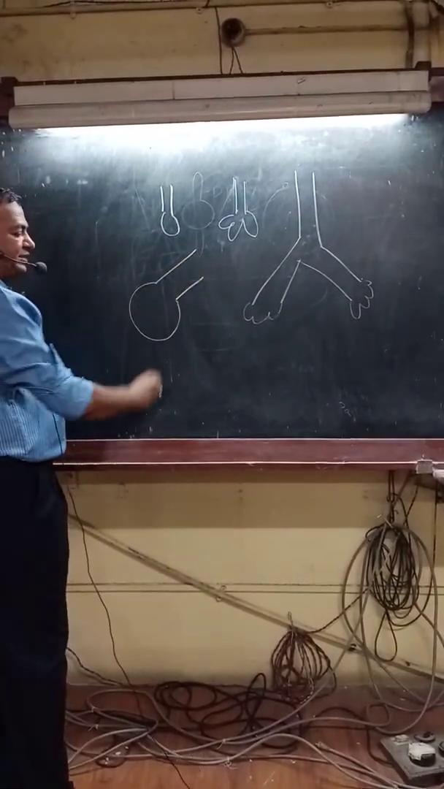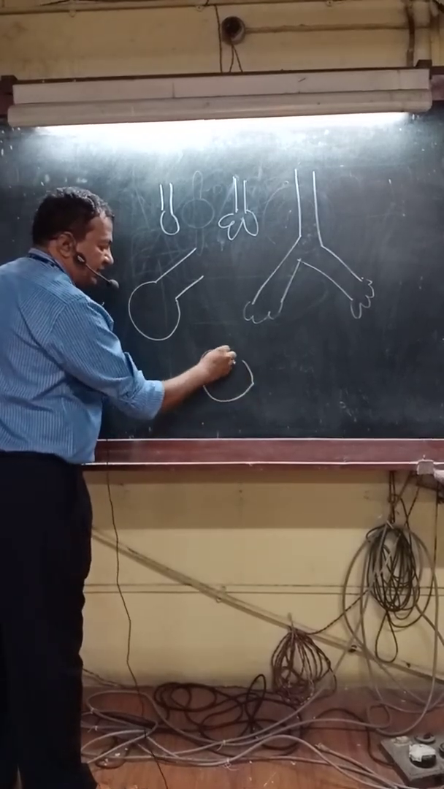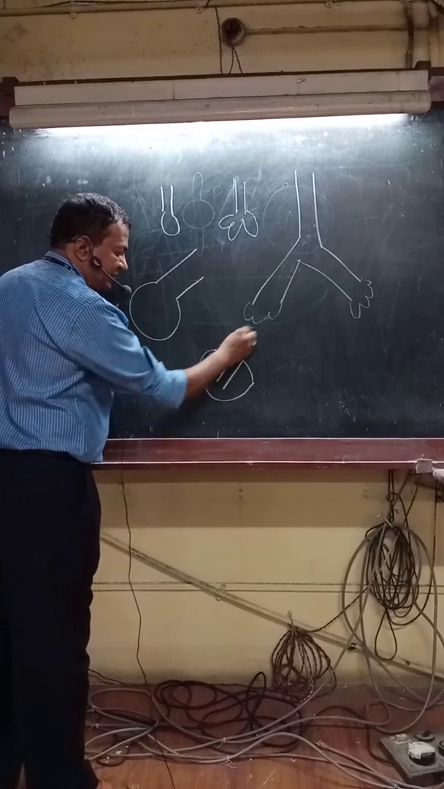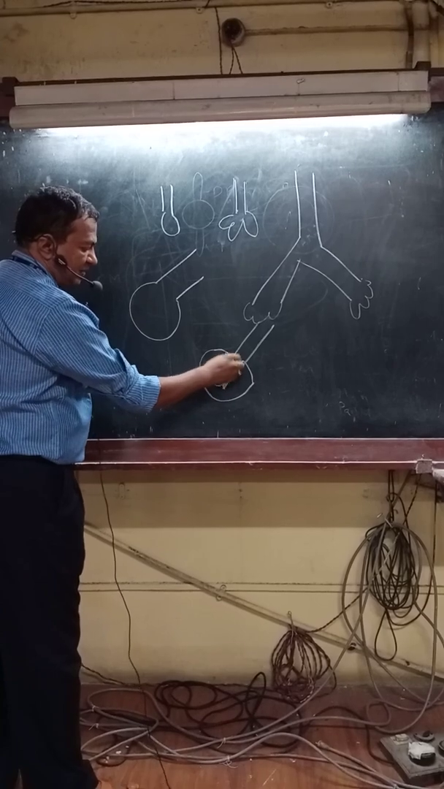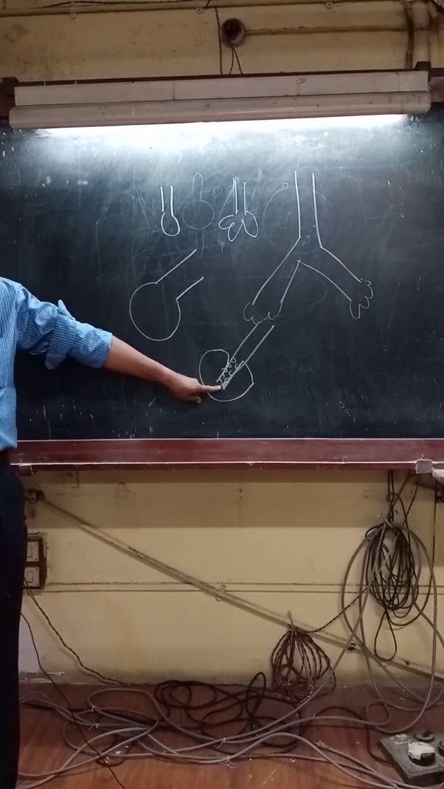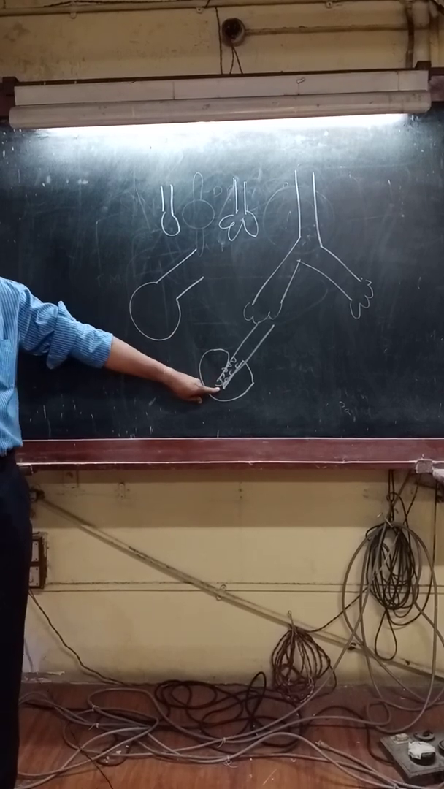Parotid gland is like this, duct is like this. Pancreas gland, acinus is like this, and duct is like this. So some duct cells appear at the center of the gland. These are called centroacinar cells. This is the difference between parotid and pancreas.